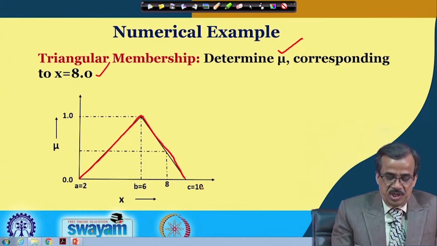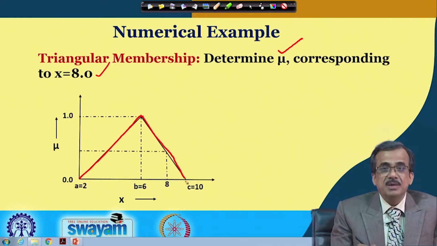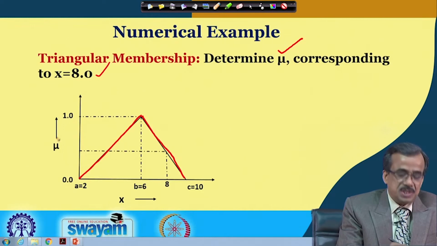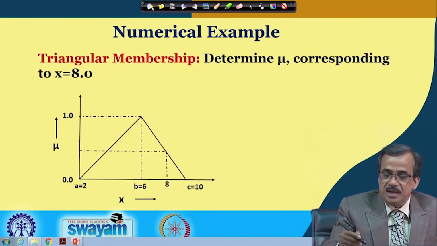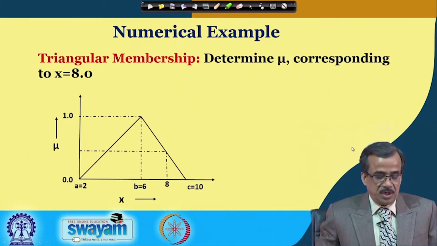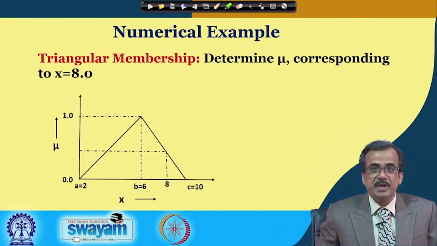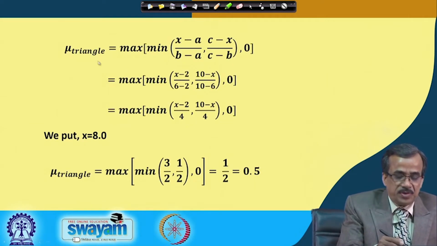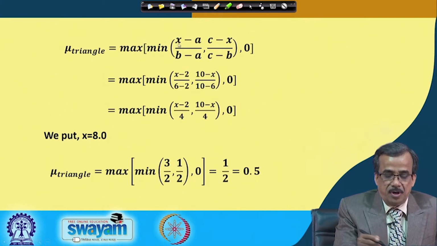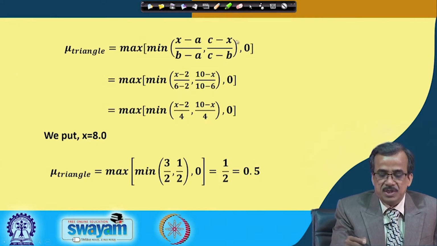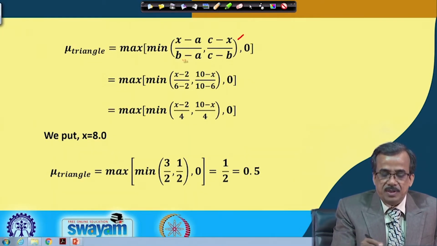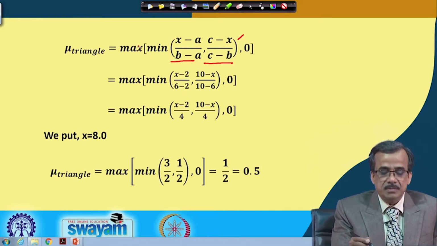Using this a, b and c, mathematically I can define this triangular membership function distribution. This I have already discussed in the last lecture. Along this axis, it is the variation of mu, and mu varies from 0.0 to 1.0. Now, let us see how to determine the value of mu corresponding to a particular value of x, and here we have assumed x equals 8.0. This mu triangle is the maximum of the minimum between (x minus a) divided by (b minus a), comma, (c minus x) divided by (c minus b). So, you will have to find the minimum between these two, and after that compare this minimum with 0 and find the maximum.